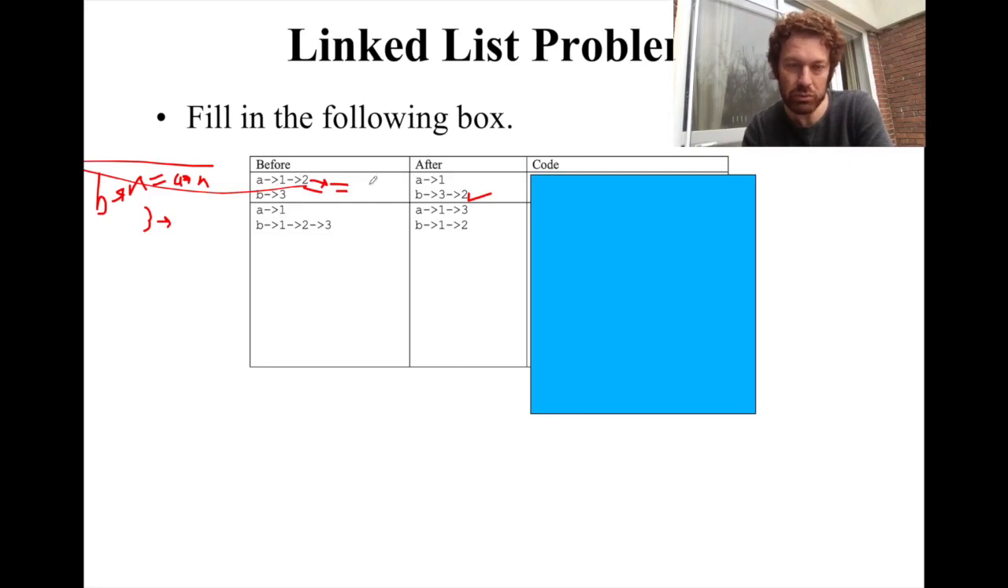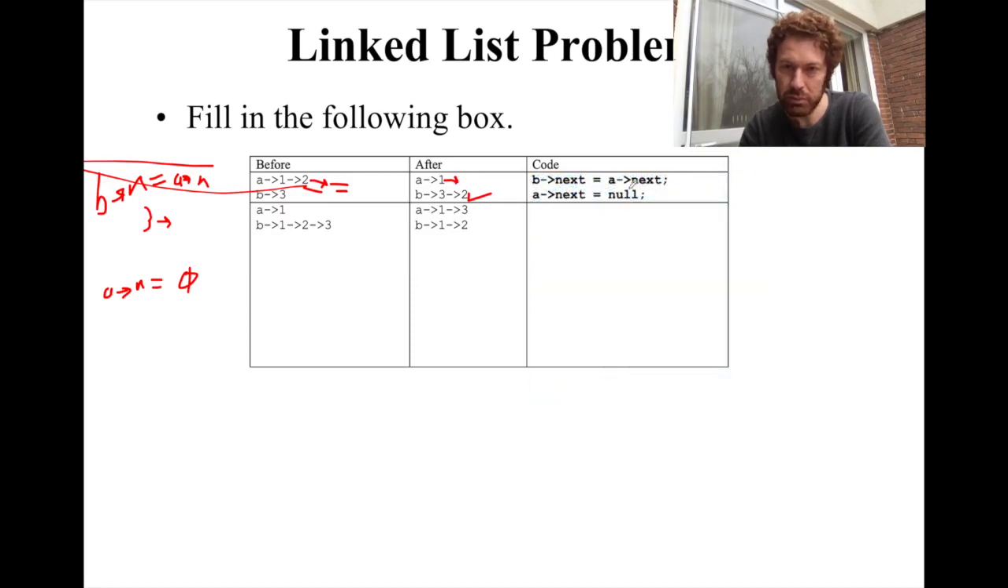And next, I am not done yet. I want to trim a, to trim the first linked list. So what is going to happen? A dot next is null, right? A dot next is normally equal to 2, but I don't want it. I want a, so 1 dot next to be null. So I set it to null explicitly, which is the answer here.